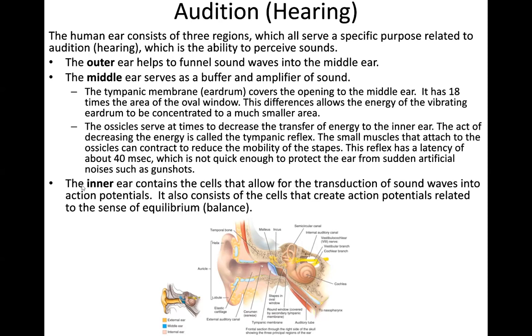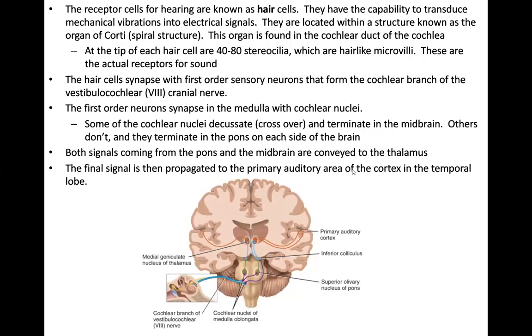Okay. Now the inner ear is where we transduce. Remember that word, transduce or transduction, means to convert sound waves into action potentials. That all takes place in this structure called the cochlea. And we're going to talk about that here in the next couple of slides. After we get done talking about that, we're going to talk about the structures over here, where the cells that create action potentials related to the sense of equilibrium or balance are located. So let's first talk about the cochlea and the receptor cells for hearing.